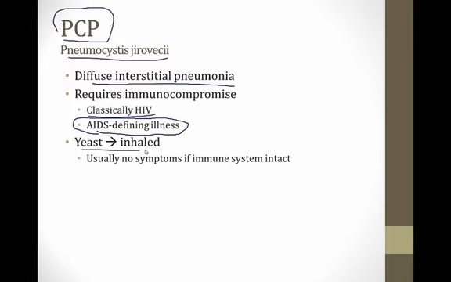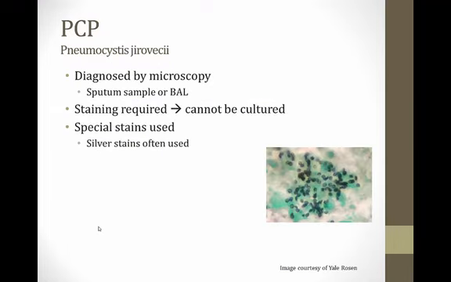PCP is a yeast which gets inhaled, and it usually causes no symptoms whatsoever if your immune system's intact, but if you have HIV and AIDS, you can get pneumonia from this bug. The way you diagnose PCP pneumonia is by looking for the yeast under the microscope. You either need to take a sputum sample or a bronchoalveolar lavage sample, and you can't culture this, so you have to stain it, and there are special stains required, and they all use silver.